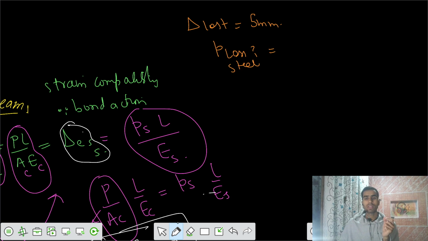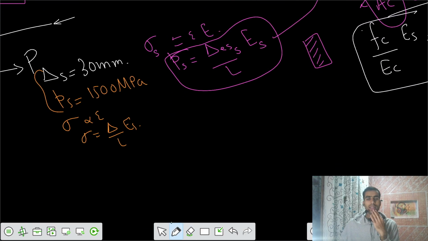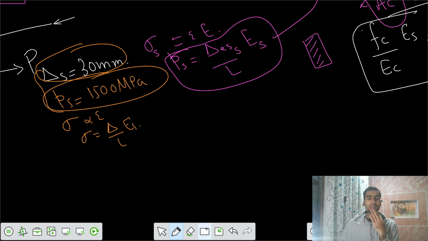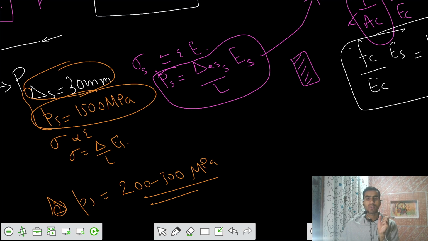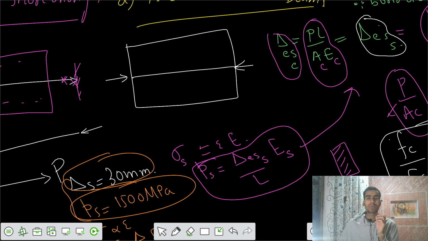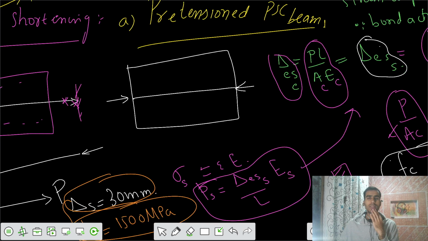So how much stress have we lost in the steel wires? That equals 5 millimeters by the total. Let's take a general value: for 30 millimeters we have stress 1500 megapascal, so the stress lost is some 200-300 megapascals, depending on the value. So we are saying that there is loss of stress. That's what it is all about, what we call loss of stress.